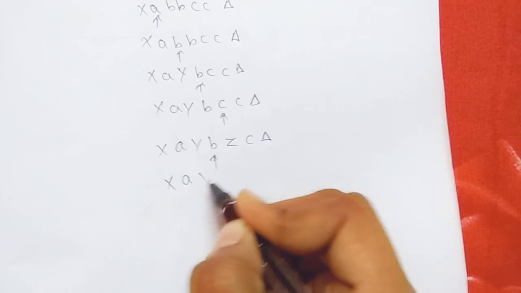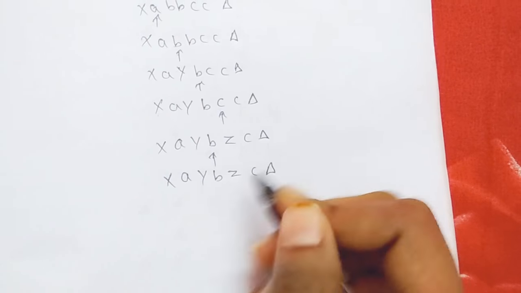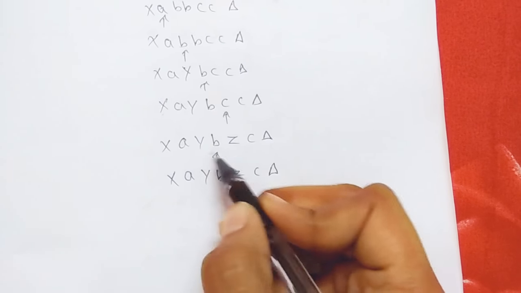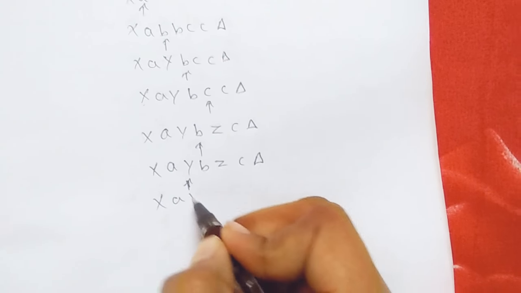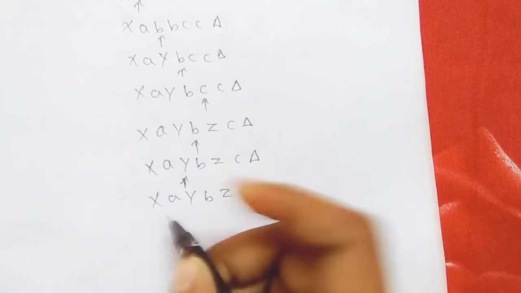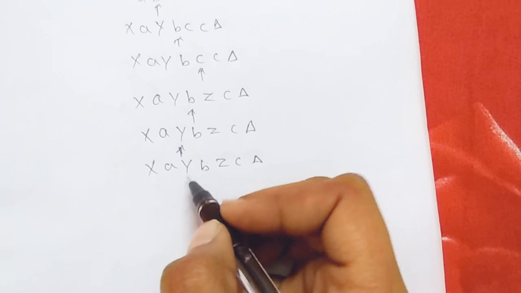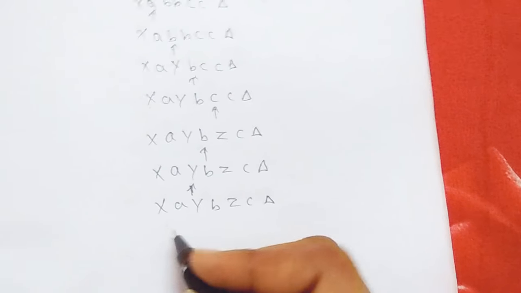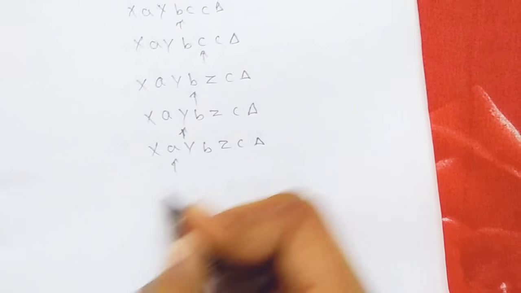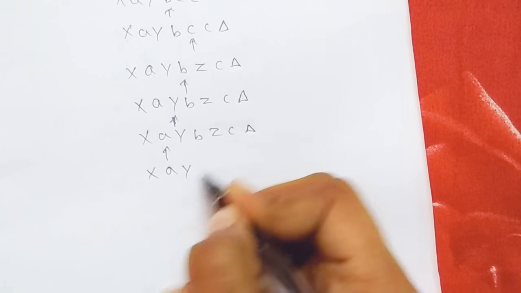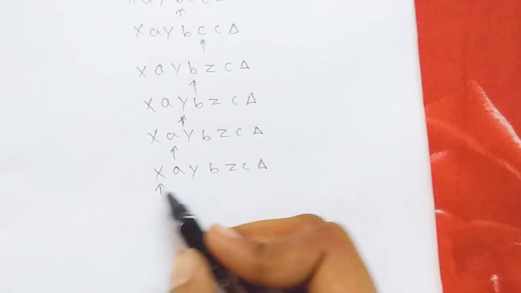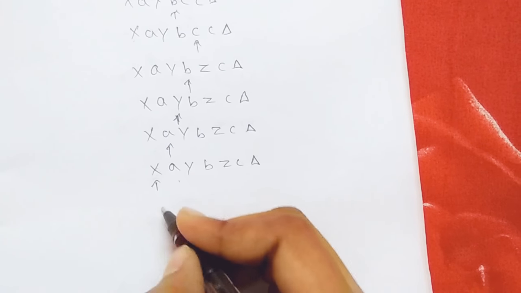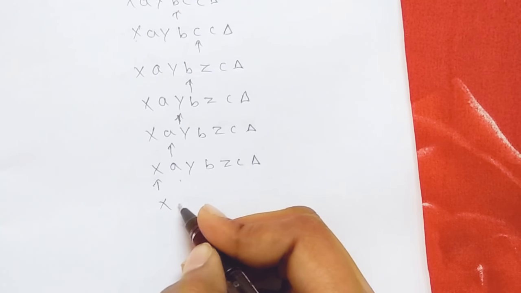Now B, Z, C, delta. B will be replaced with B itself and the header will move to left. Now Y will be replaced with Y itself and the header will move to left, as the machine says. And now the header is over here. Again the header will move to left, that is X. Whenever it says X will be replaced with X and the header will move to left.